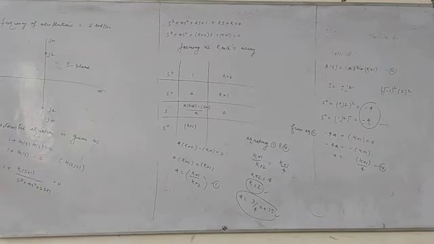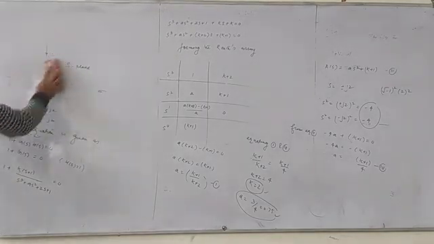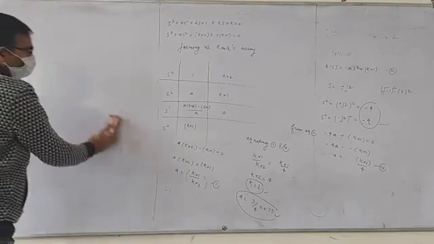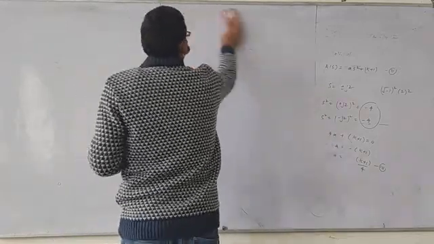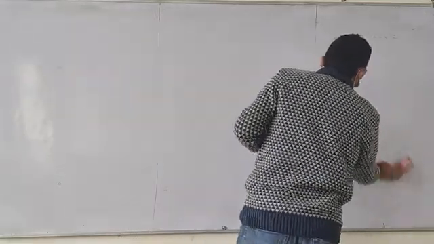GATE 2016, this has been asked. See, this is also a very good question. The transfer function has been given. What is the transfer function that has been given? And it has not been mentioned whether it's negative feedback or positive feedback, that means the denominator itself will be considered as the characteristic equation.